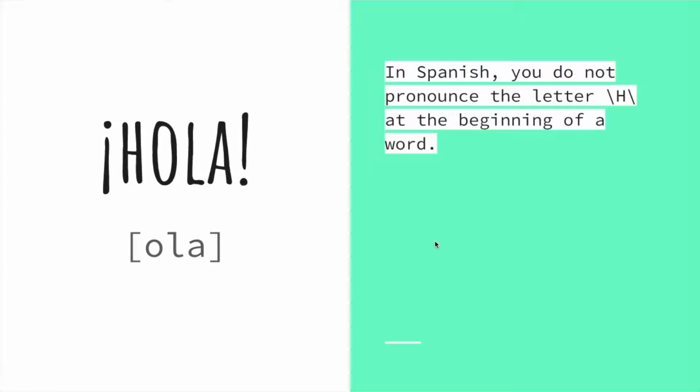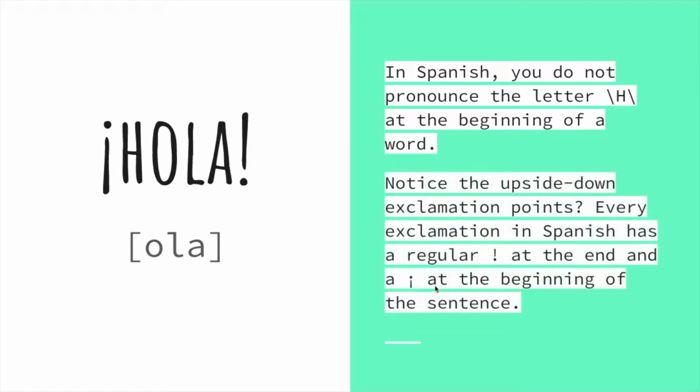Okay, so in Spanish, when you have the letter H at the beginning of a word, like you do right here, you do not pronounce that letter H. So you do not say hola with an H, you just say hola. And then over here, do you see the upside down exclamation point right here? So exclamations and questions come in pairs in Spanish. So anytime you use one at the end, you also use one at the beginning, and you turn it upside down. And all you do is, for the exclamation point, you just draw the line and then put the dot at the top. It's really easy.